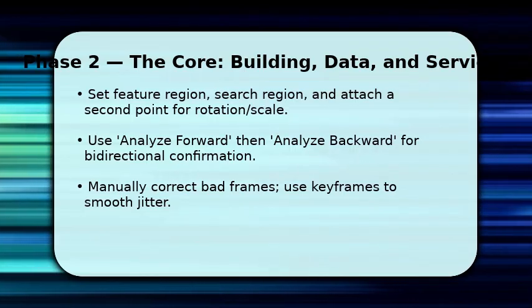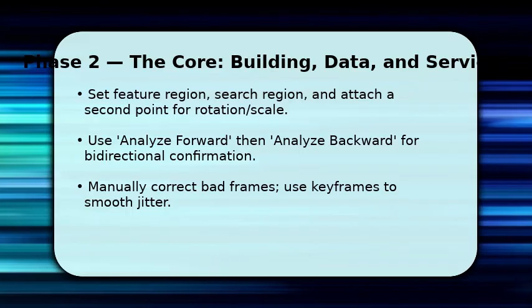Then hit Analyze Forward, and after that Analyze Backward to confirm consistency across the clip. If the tracker slips, stop and correct the offending frame manually, then continue. Don't let bad frames propagate.